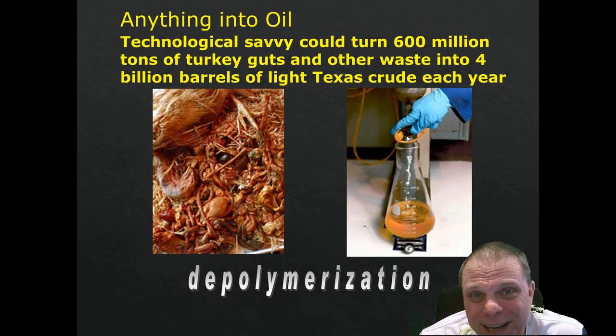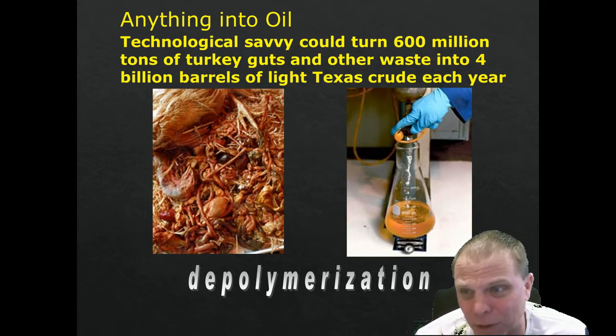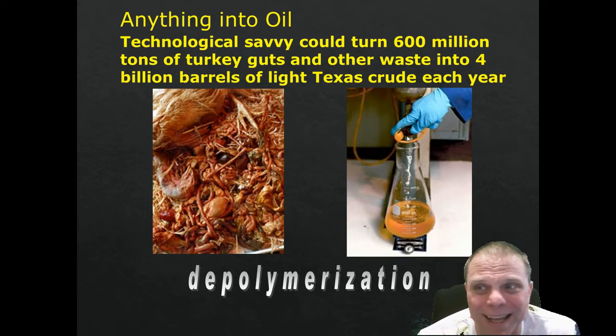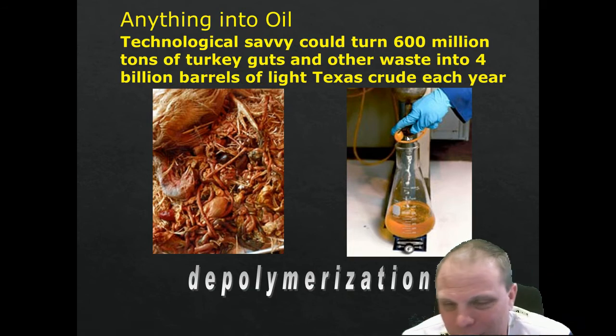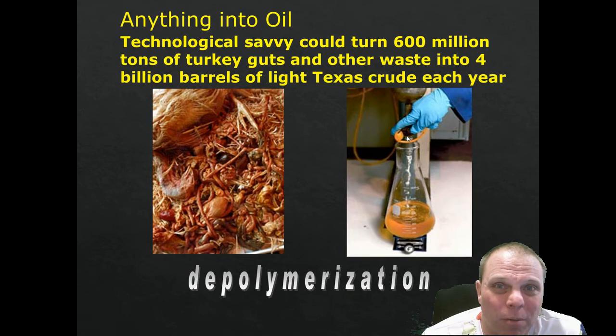All right, so I told you there's going to be a little bit more about the fats part. This is the decomposition of a fat into oil. It's pretty cool. If you actually take, and these are turkey guts that you see on the left, if you take turkey guts and go through decomposition reactions with them, you can actually turn them into oil. And you could turn 600 million tons of turkey guts, that's what we get every year, at least that was back when this was first done, and other waste into 4 billion barrels of light Texas crude each year.